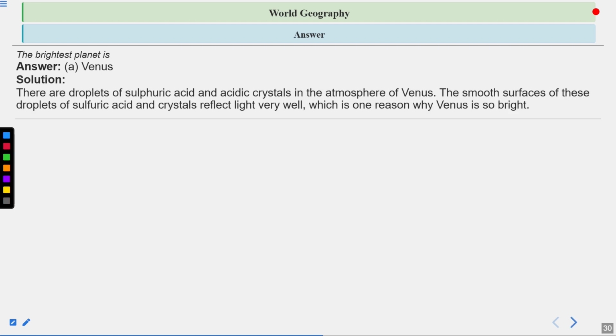There are droplets of sulfuric acid and acidic crystals in the atmosphere of Venus. The smooth surface of these droplets of sulfuric acid and crystals reflects light very well, which is one reason why Venus is so bright. That is why the reflection is high, and that is why the albedo is high.